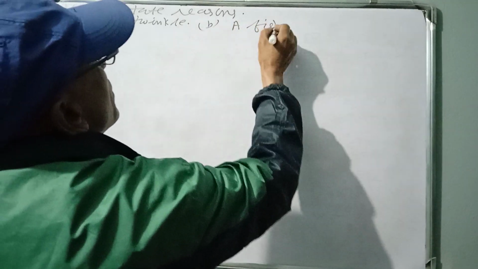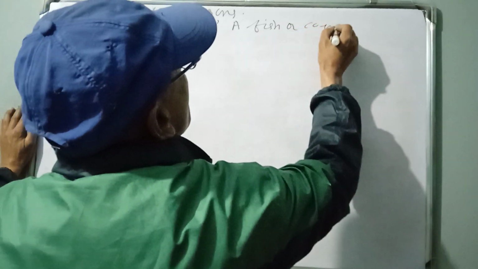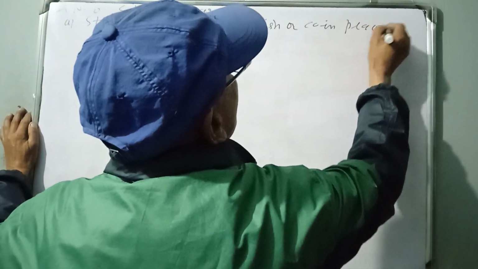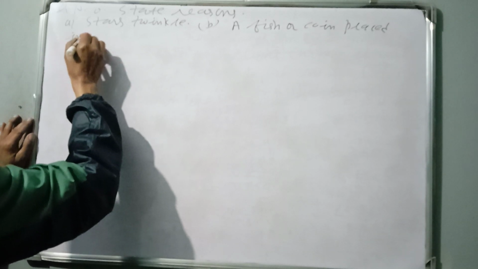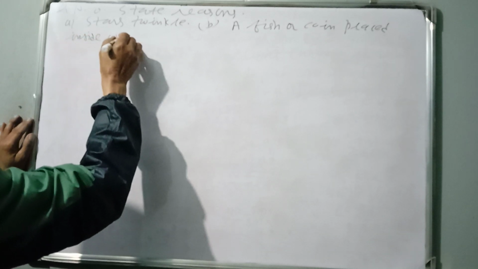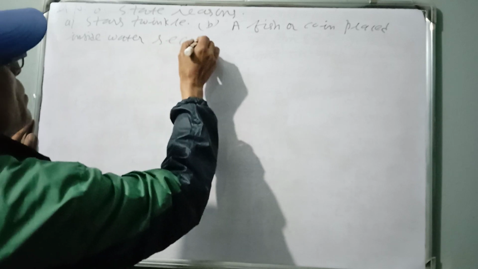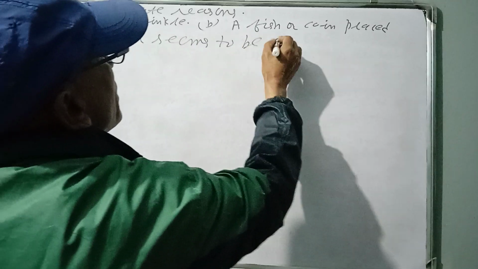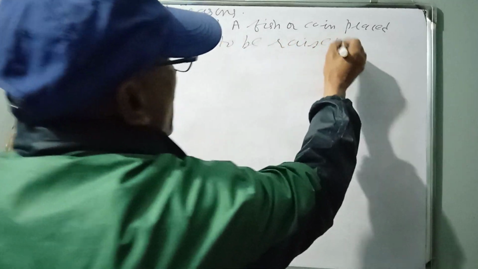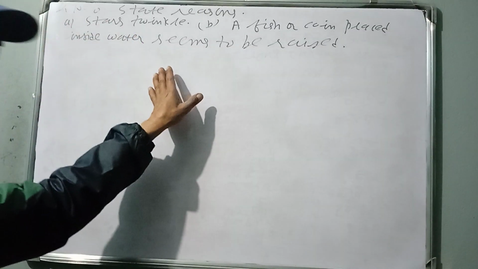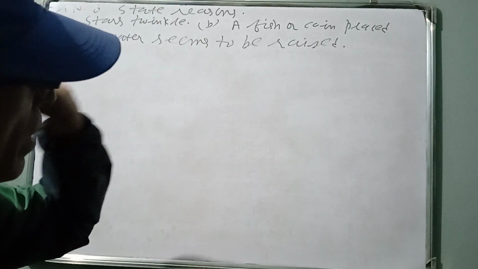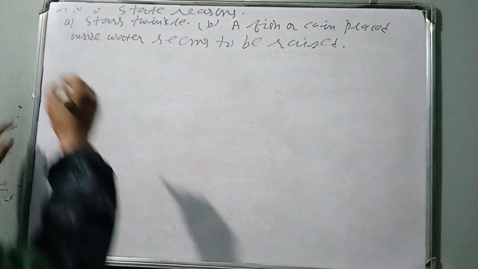A fish inside water or a coin placed inside water seems to be raised. You have to write down the answer this way: due to the refraction of light from water to air, it is bent away from the normal.